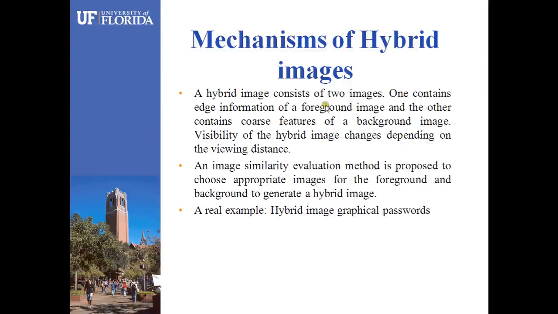Hybrid images consist of two pictures. One contains the details of the foreground image, and the other consists of the coarse features of the background image. Visibility of the hybrid image changes depending on the viewing distance. And also, to implement the hybrid images, we need an image similarity evaluation method to choose the appropriate images for the foreground and background to generate a hybrid image.